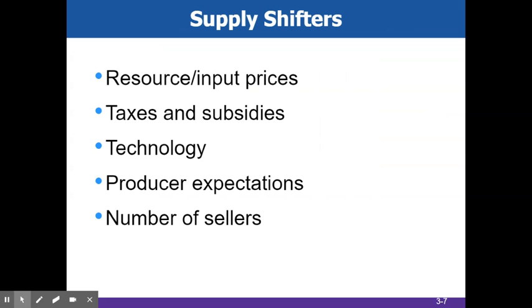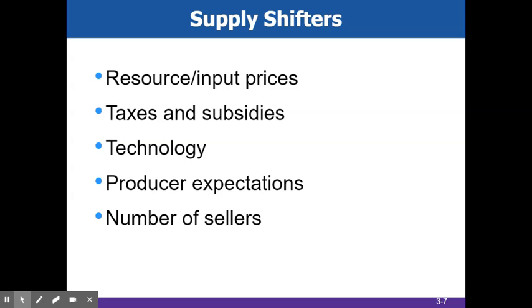All right, so there are also 5 supply shifters. We talked about 5 demand shifters. The 5 supply shifters are, first, resources and input prices. So in other words, do the costs of production go up? If yes, they're going to produce less. If no, they're going to produce more.